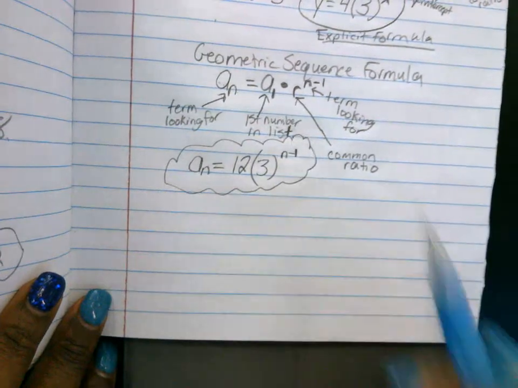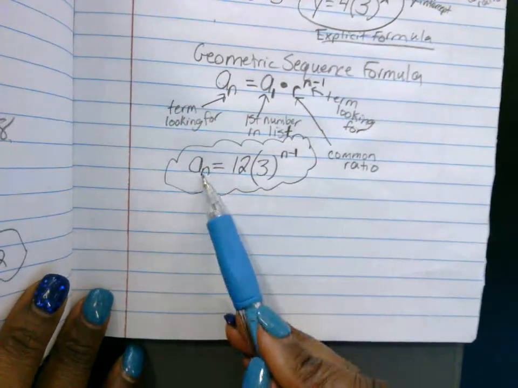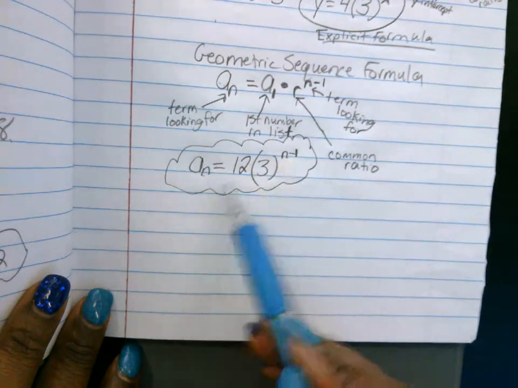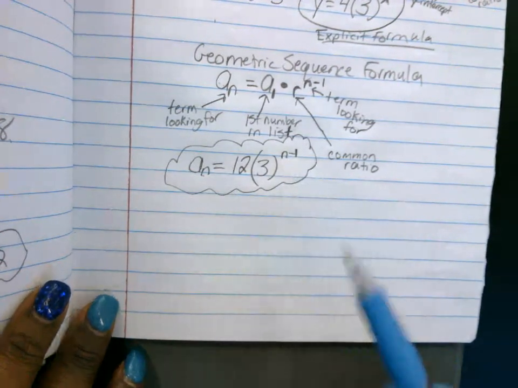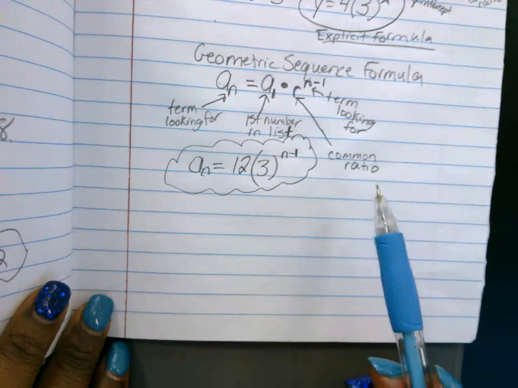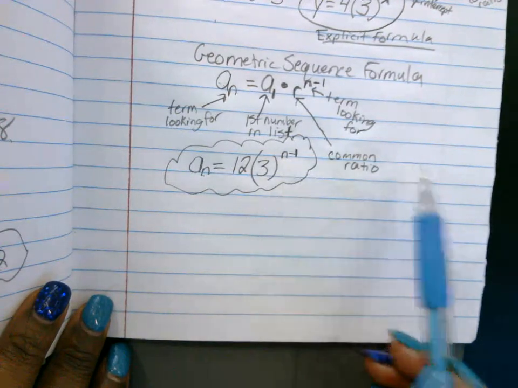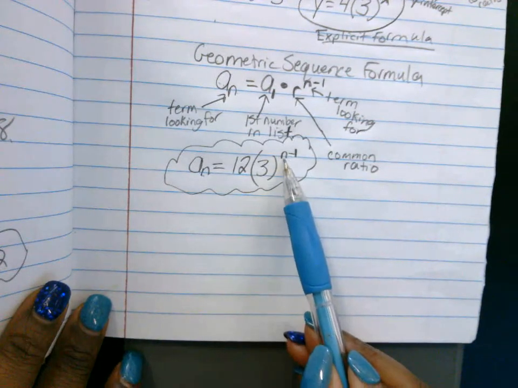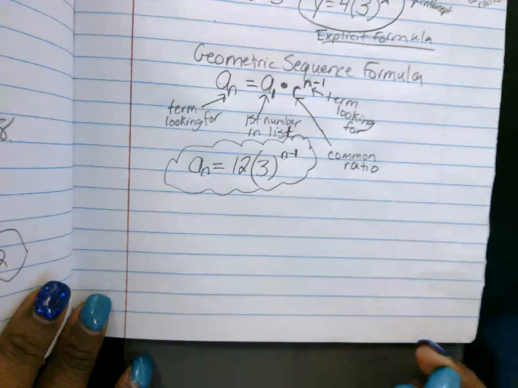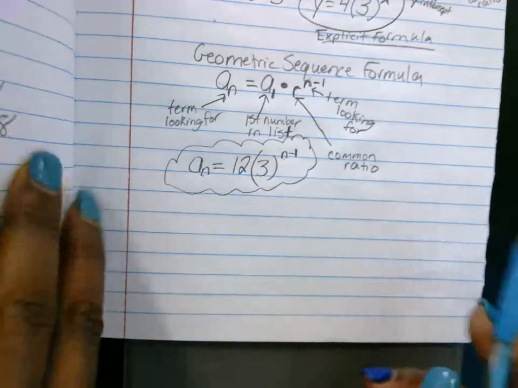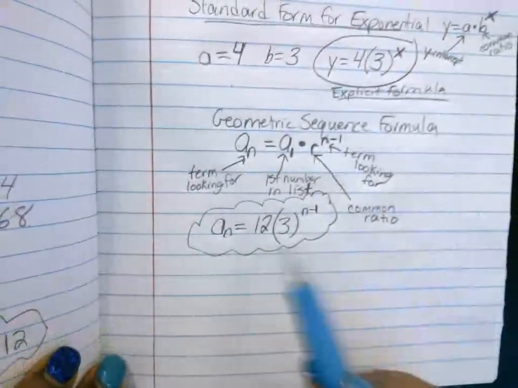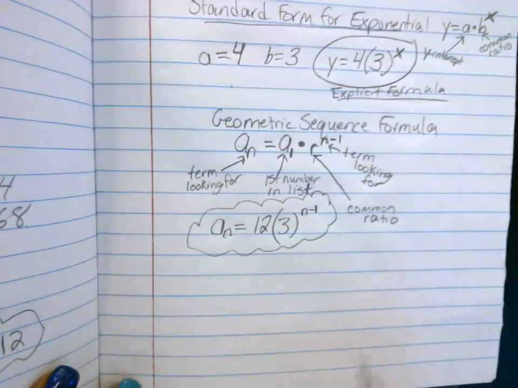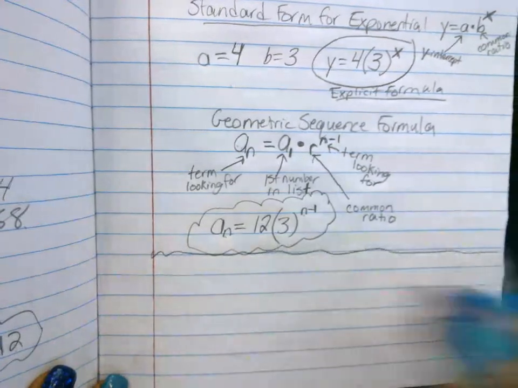You can use this formula to plug in the number you're looking for. If you're looking for the 100th number, put in 100 here, put in 100 here, and solve. You'll get your answer. If you're looking for the 10th number, put in 10 for n and get your answer. If you're looking for the 50th number, put in 50 here, simplify and get your answer. Okay? You don't have to use the previous number to get the next number. You substitute and solve. Any questions? See if you can do this one on your own.